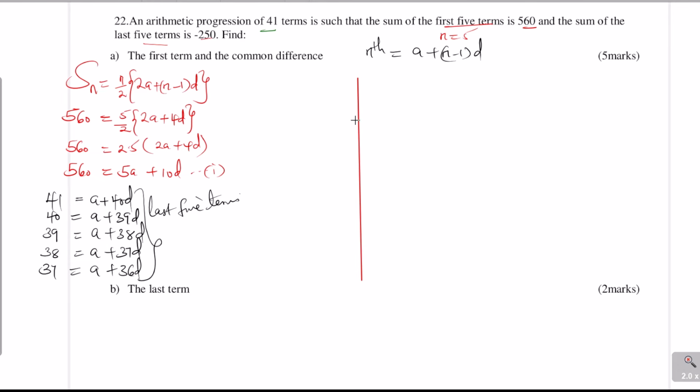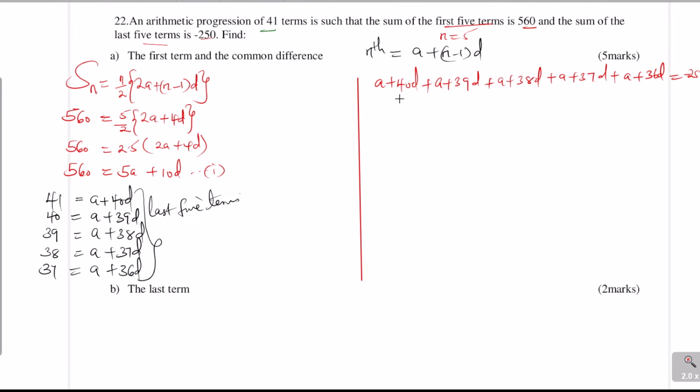So when you add the last 5 terms, if I take all these and add them together, a plus 40d plus a plus 39d plus a plus 38d plus a plus 37d plus a plus 36d, these should give negative 250. That is what you're given in the question.